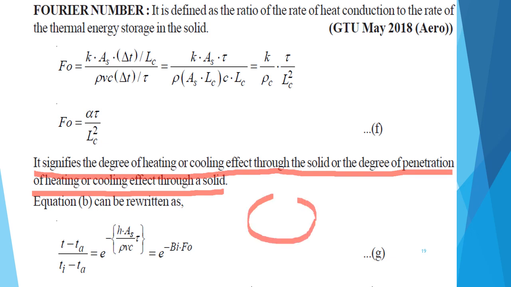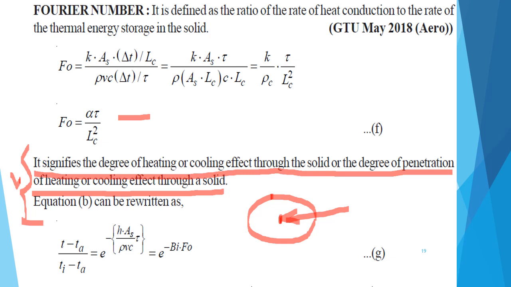So up to what depth from the solid surface to the center the heat has penetrated, or the depth up to which the cooling effect has penetrated into the solid, that is indicated by the Fourier number. I hope this is a very important thing. Fourier's number is alpha tau divided by Lc square.